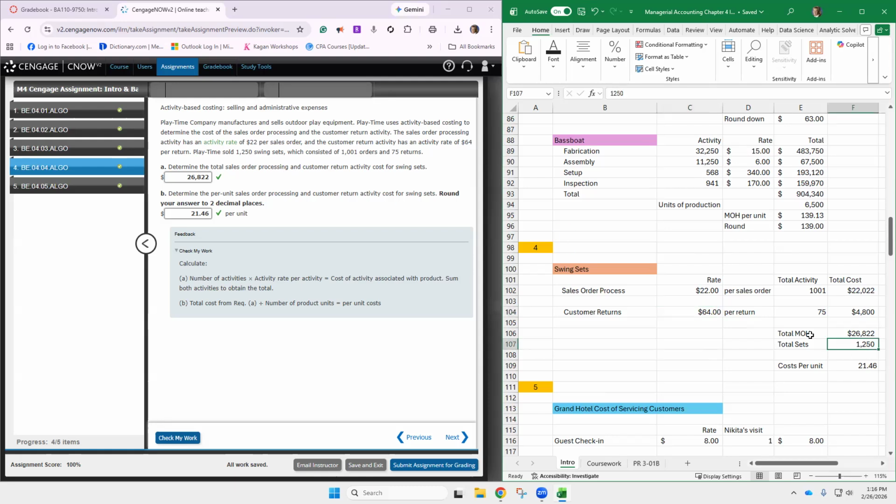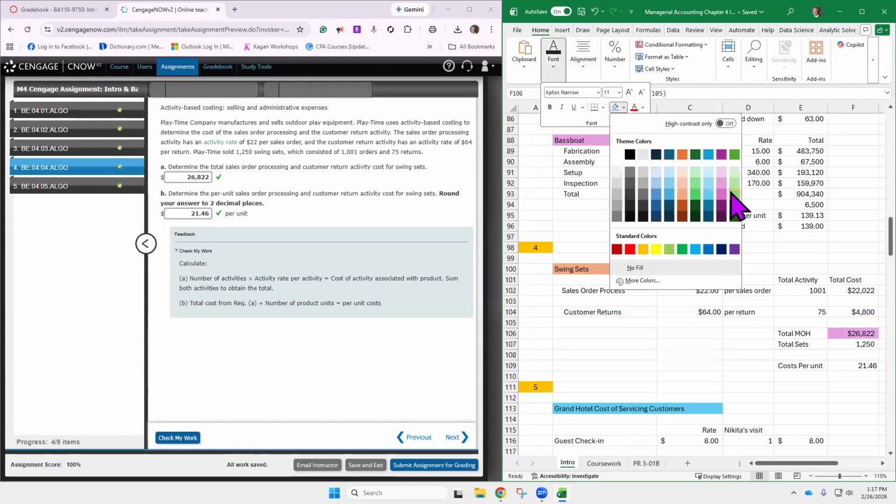And that's going to be down here, but there's 101 sales order processes and 75 of the customer returns. And then when you take it times the rate, you get $22,022, and you add 4,800 to it, then you get your first answer. Total manufacturing overhead based on these swing sets, right? So I'll go ahead and color that so you can see it.